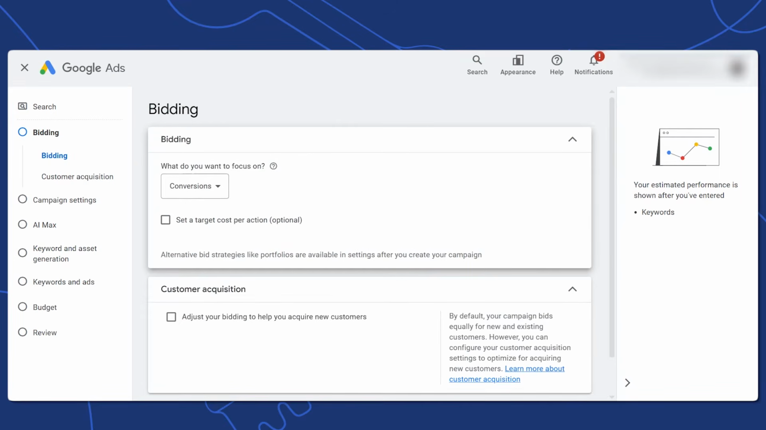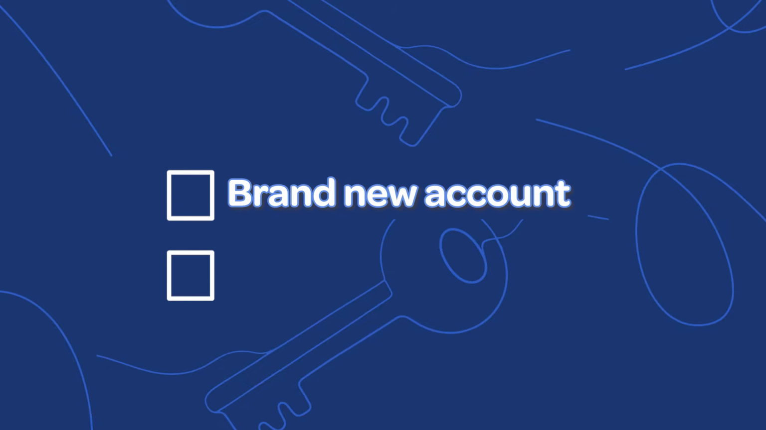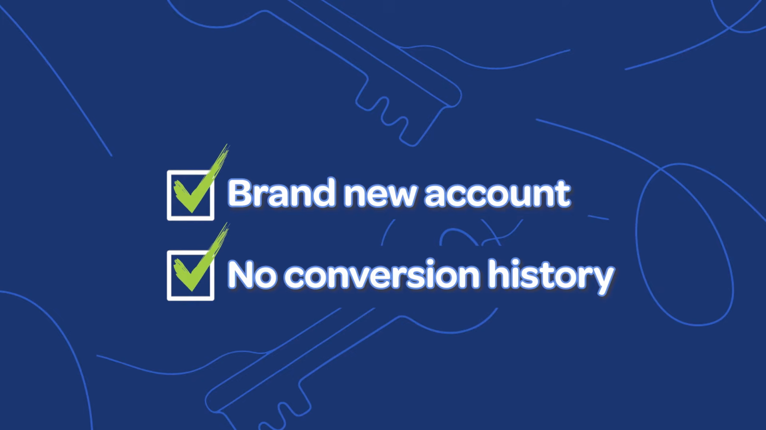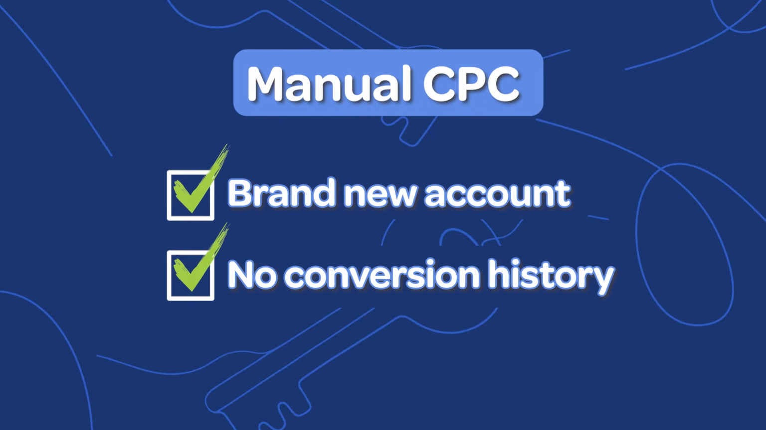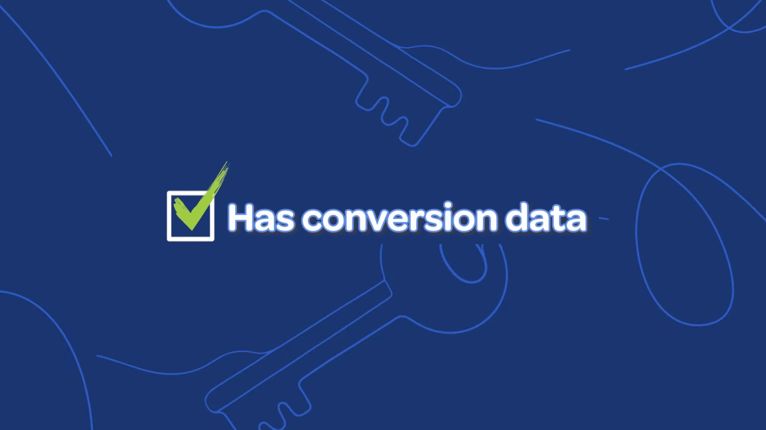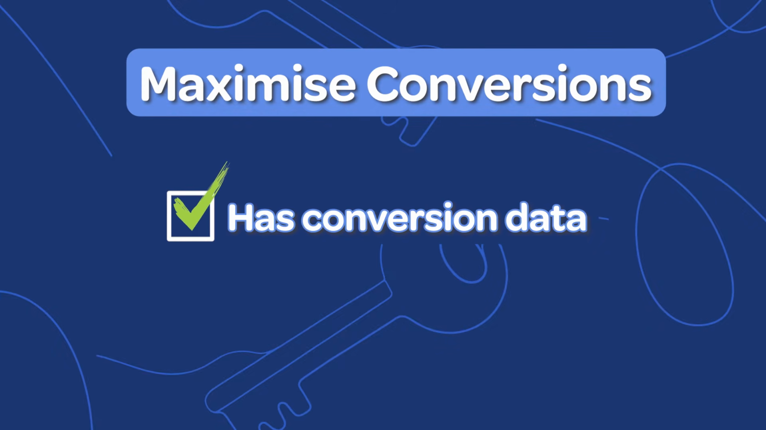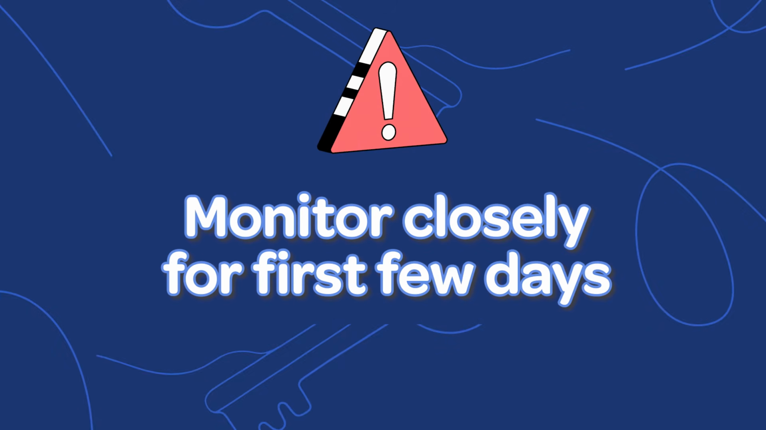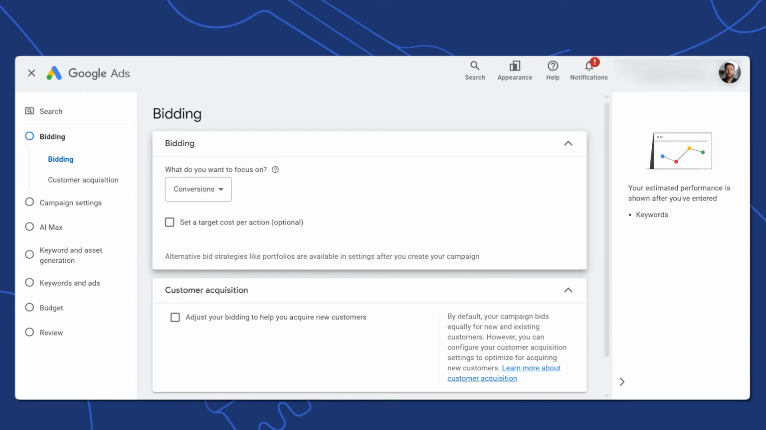For bidding, here's how to approach it. If your account is brand new and doesn't have conversion history yet, start with Manual CPC. It helps you gather data without burning through your budget, especially if your products are priced under $30. But if the account already has solid conversion data, starting with maximized conversions can work too. Just make sure to monitor it closely in the first few days. In this case, the account I'm working with is fairly new, so I'll stick with Manual CPC to stay in control while we figure out what performs best. For now, during setup, I'll leave bidding on the default. Once the campaign's live, I'll switch it over to Manual CPC.